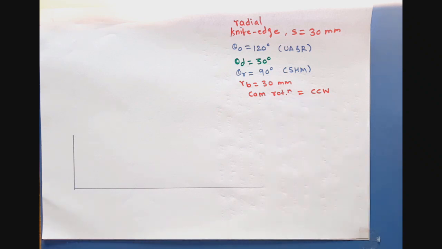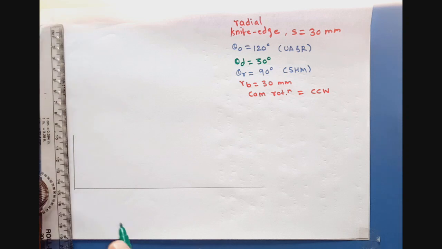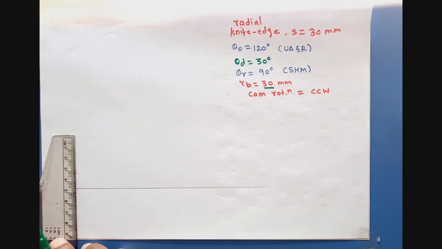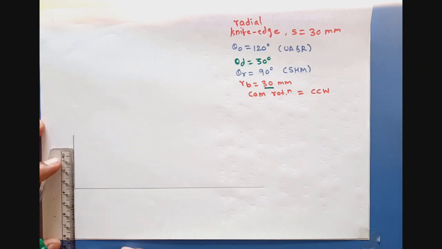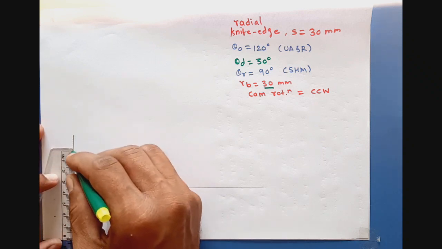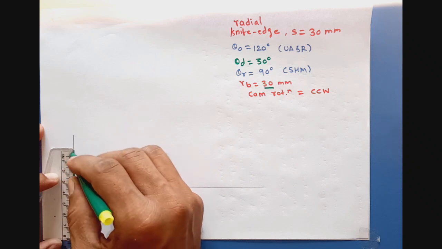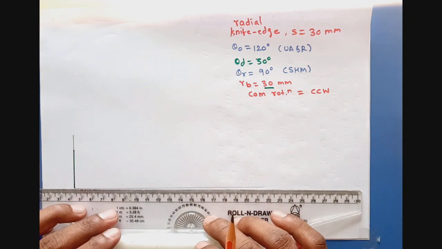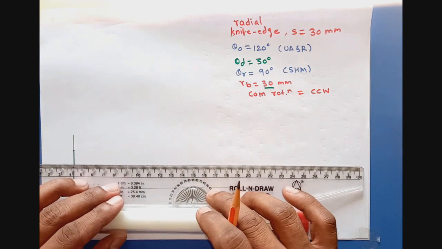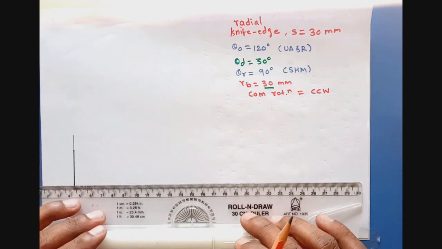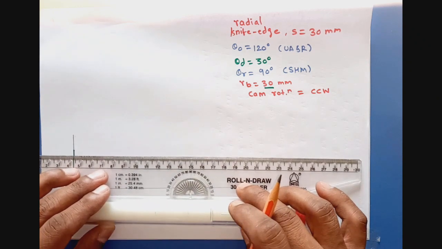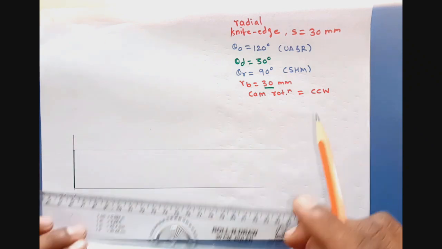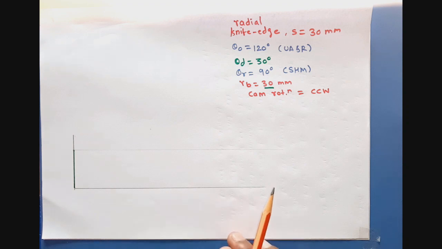So first of all, we will draw the displacement diagram of the follower. On y-axis, we plot the stroke of follower, which is 30 millimeters. So I will use scale of 1:1. I will plot the stroke on y-axis of 30 millimeters. Now I will draw one parallel line to x-axis from this stroke. Okay. So this is the stroke line.